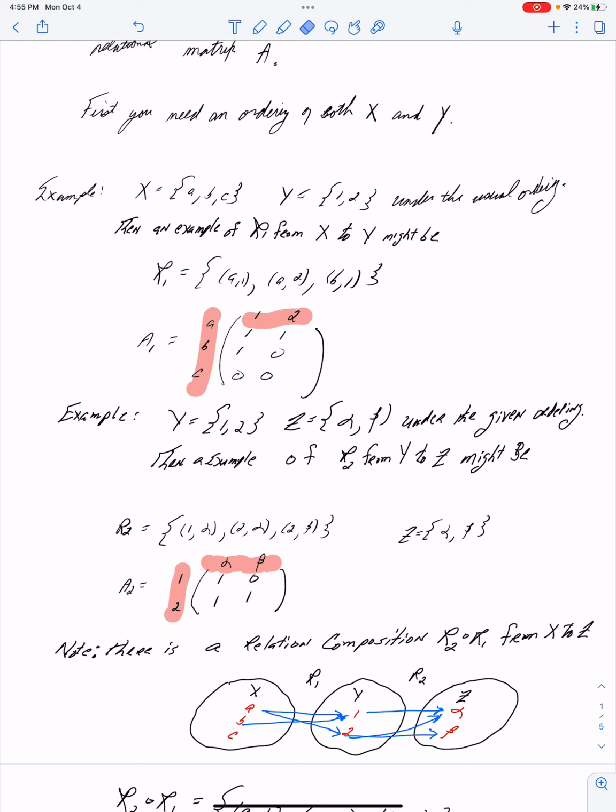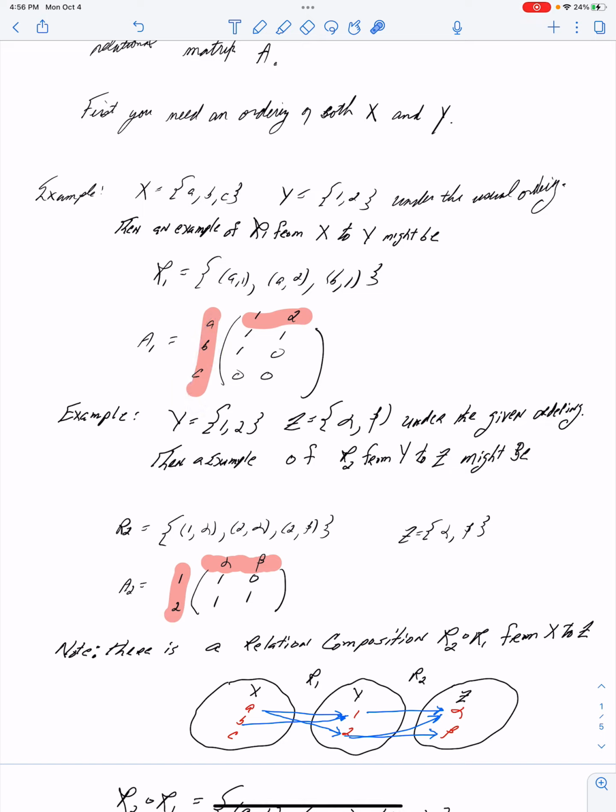Well, the set X, which is the domain, is going to be represented by the rows. So I have the rows. There's an A row, a B row, and a C row. The set Y, under the ordering that's natural, so 1's going to go first and 2's going to go second, are represented by the columns. All right, so this matrix is going to have 3 rows and 2 columns.